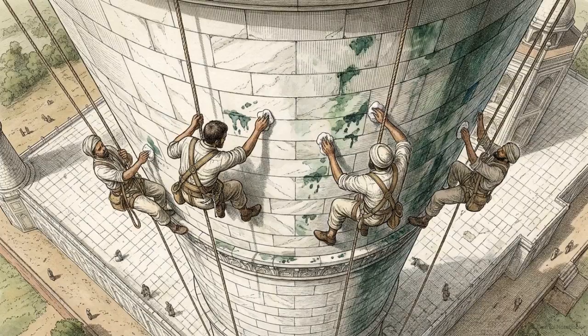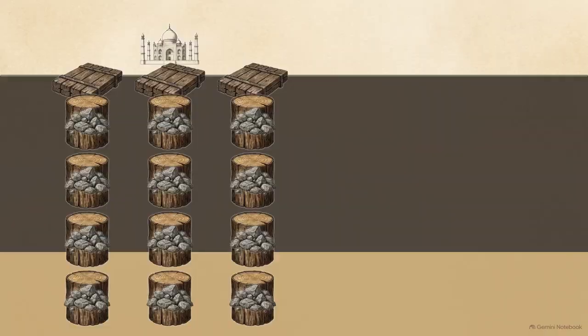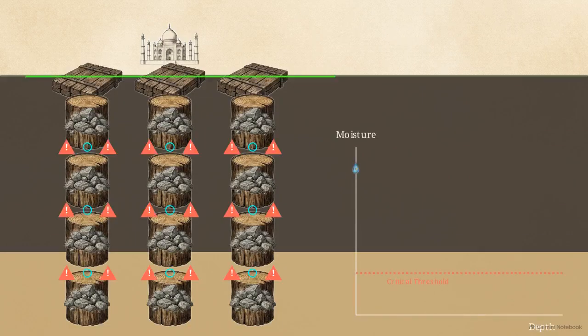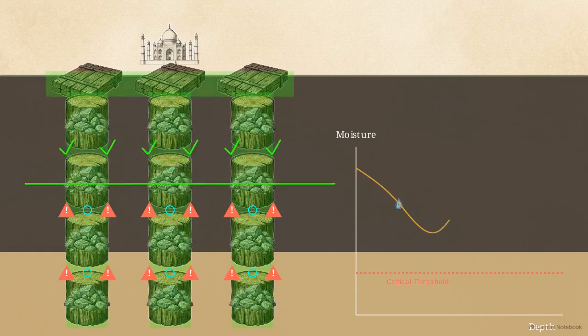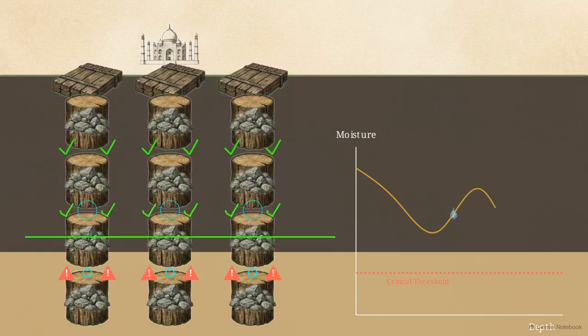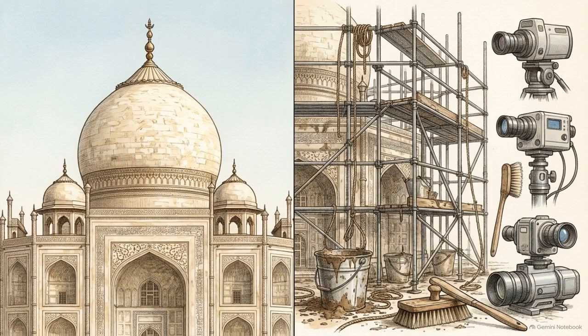To manage the insect infestation, teams must scale the walls and manually scrub the droppings with cotton and water before the stains become permanent. Experts also use 3D laser scanning and electromagnetic sensing to monitor the foundation. These technologies detect internal moisture loss and structural shifts before they result in visible damage to the marble face. The building's appearance of untouched beauty is the result of constant medical-grade intervention.